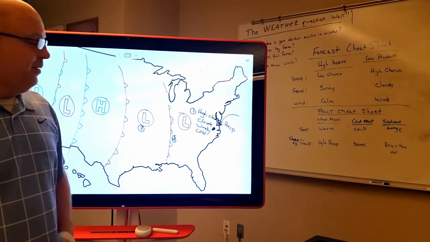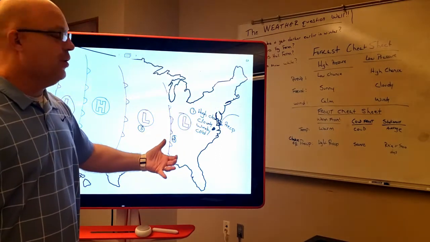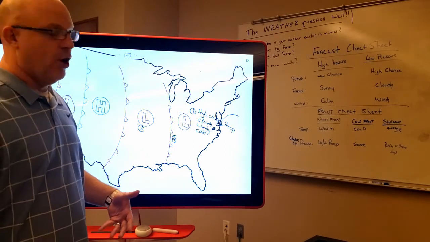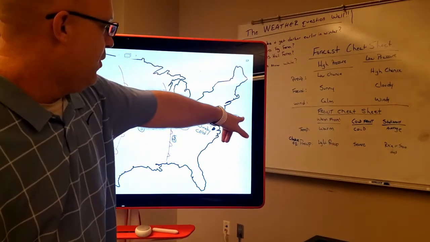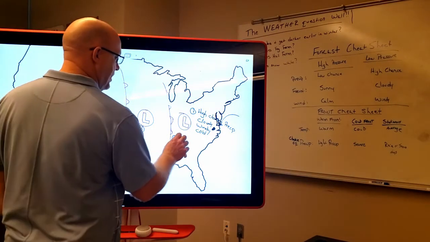Now the second one, the next step, would be number 2. Well, number 2 is a warm front. Well, what is the precipitation on a warm front? You have to go down to the bottom where it says on the warm front, you're going to have light precipitation.